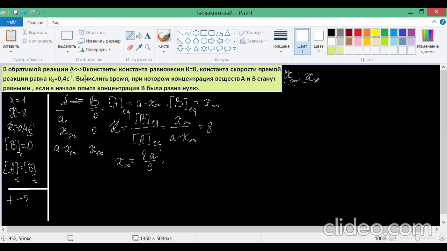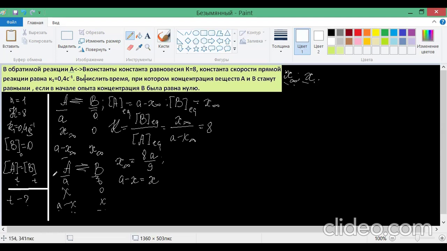Now we're going to get X using the same scheme of this reaction, A, 0, X. The problem says that the concentration of A at time t is equal to the concentration of B at time t. In other words, A minus X is equal to X, because A minus X is the concentration of A at time t, while X is the concentration of B at time t.